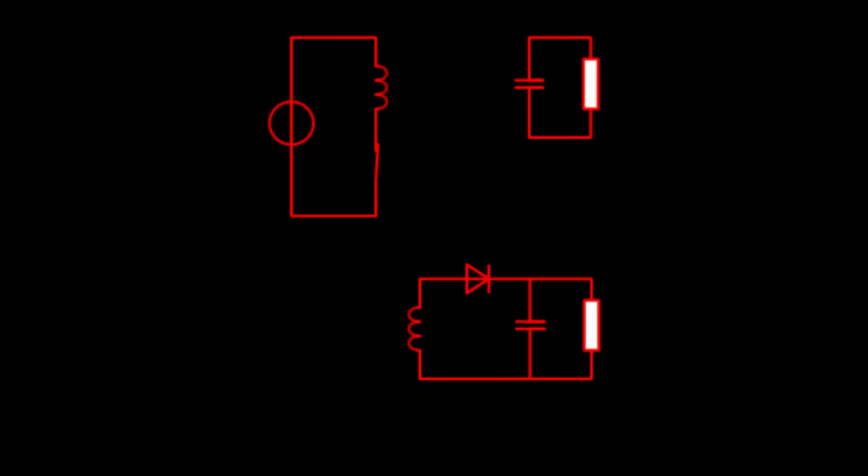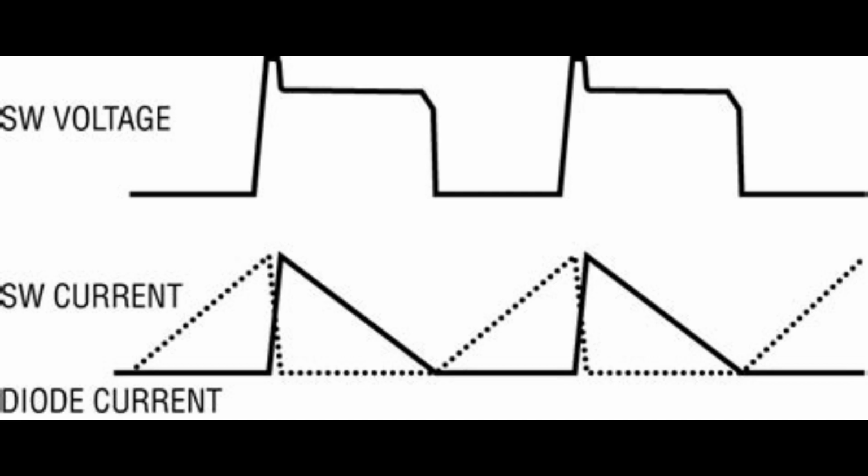This is a waveform of the flyback converter. The top waveform is the voltage across the MOSFET switch, and the bottom waveform is the current. Whenever the MOSFET is on, there will be current in the primary winding, so that is given in the bold line. Whenever the MOSFET is off, there will be current through the diode winding, that is given in the dotted line. So this is the way our flyback converter works.